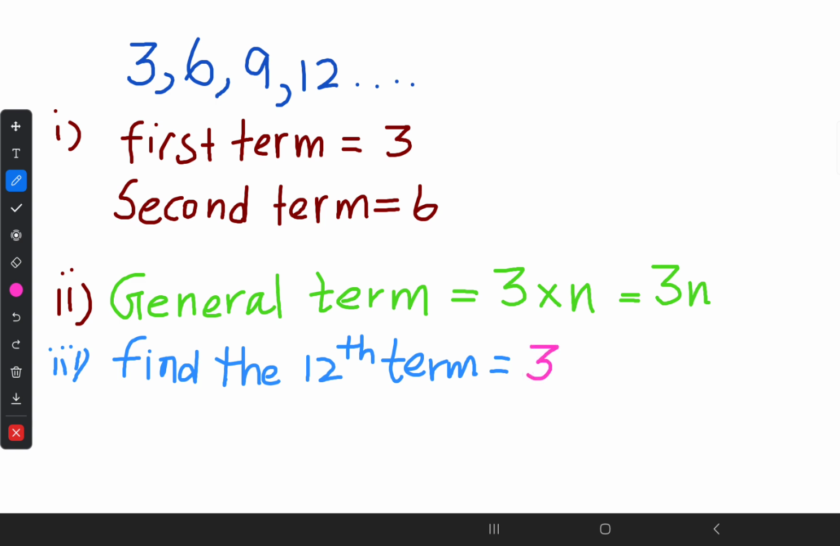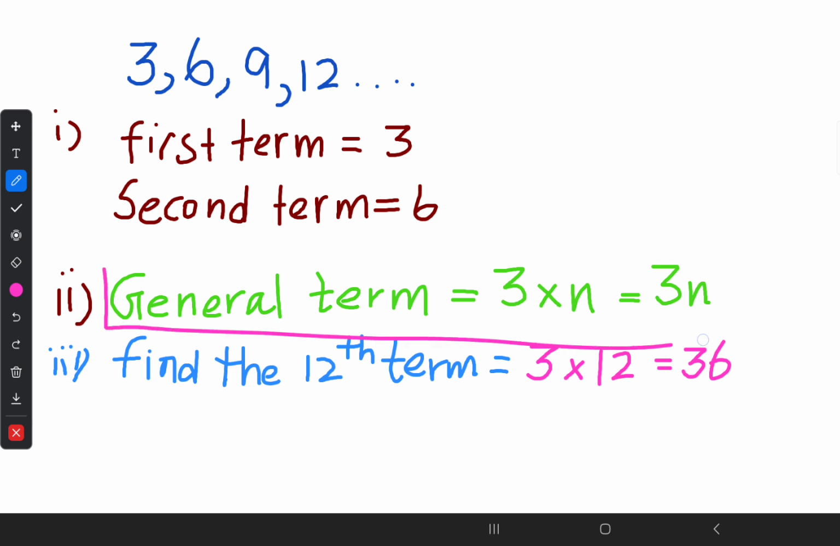In that formula, here we are going to find the 12th term. For that, 3 should be multiplied with the term number. The term number was 12. So 3 should be multiplied with 12. That will give you 36. So in this particular number sequence, our 12th term would be 36. Very easy. In the general term formula, when you substitute the term number, that will give you the respective value for that particular term.